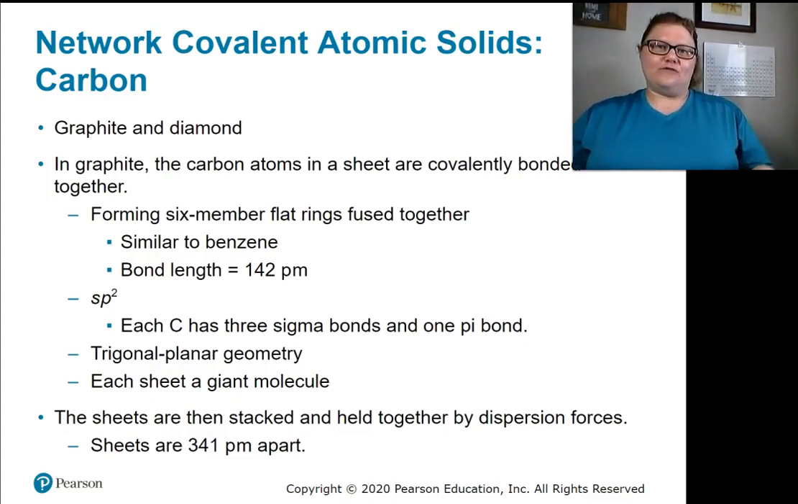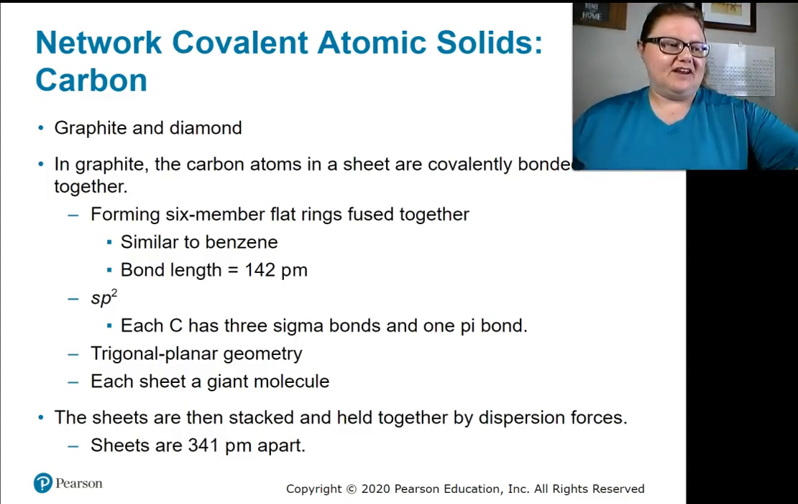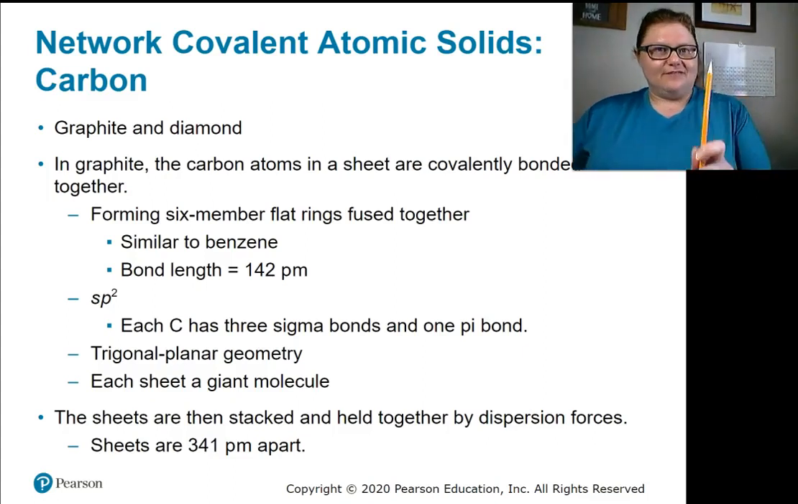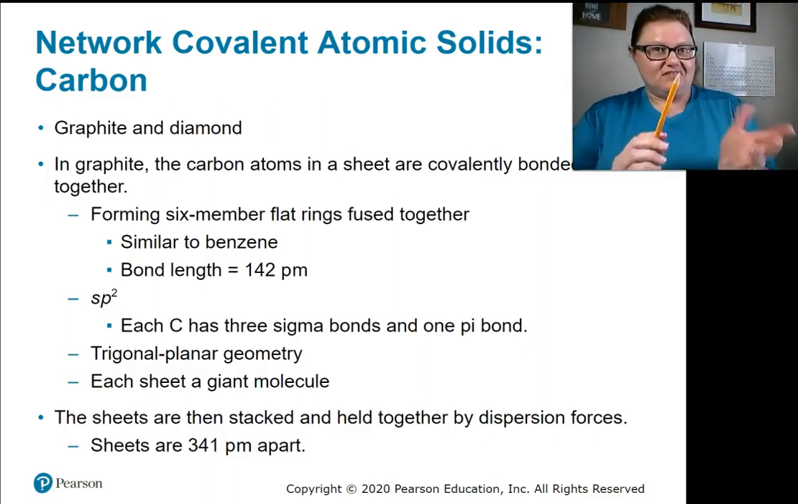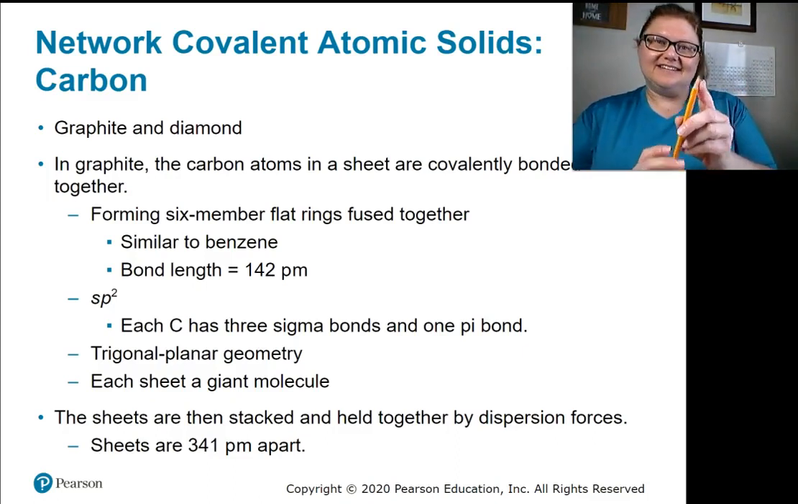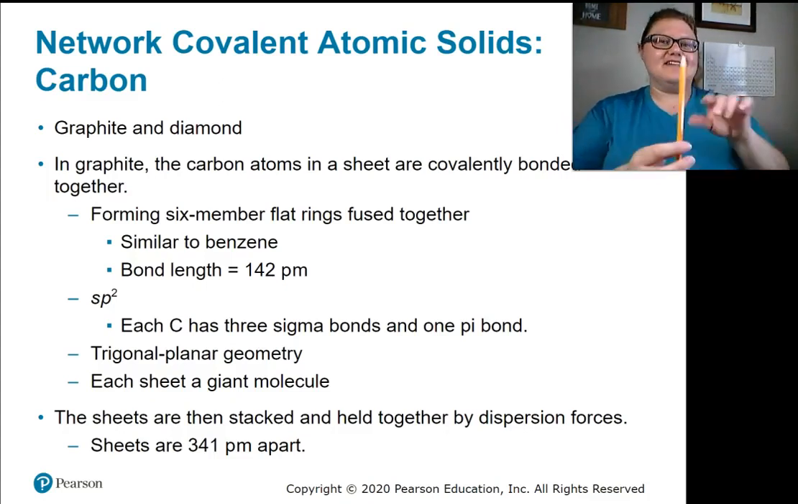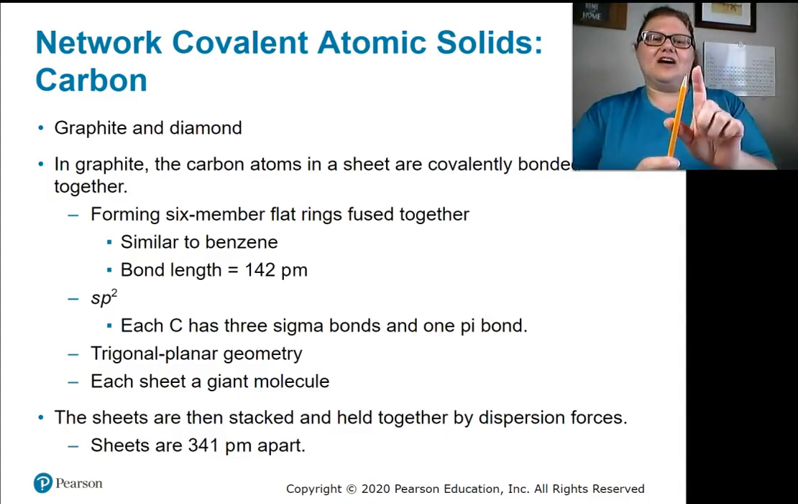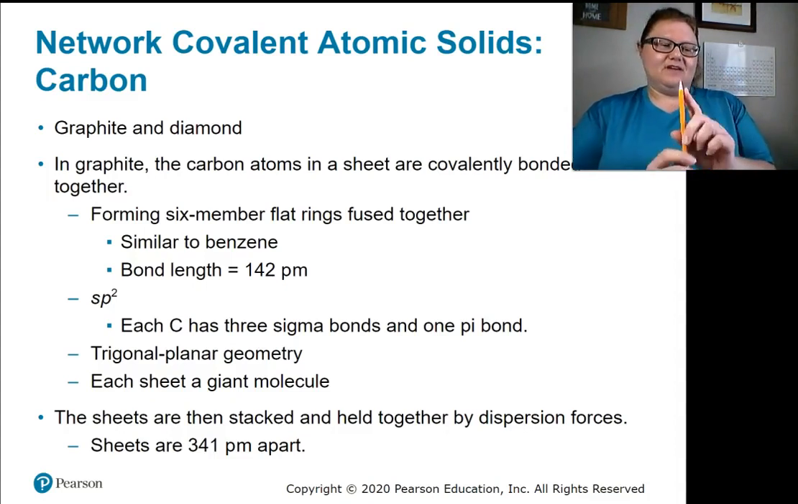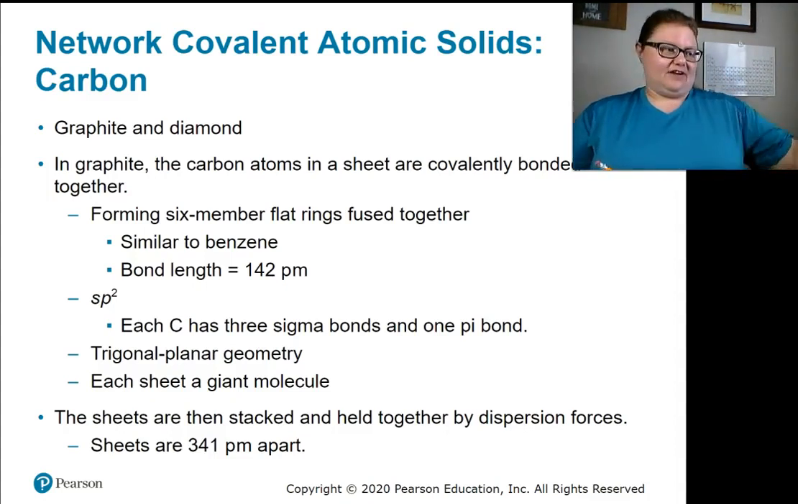Okay, network covalent atomic solids, and let's look at carbon. Carbon comes in two forms, graphite and diamond. If you're writing with a pencil right now for your notes, or you write with pencils now and then, that's not lead, as a lot of folks call it. It used to be lead many, many years ago. I've never seen lead pencils, so it's been a while. This is now graphite. What are some properties of graphite?